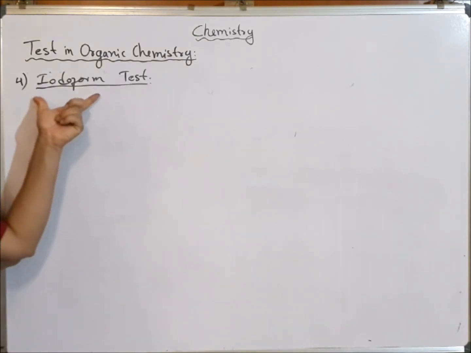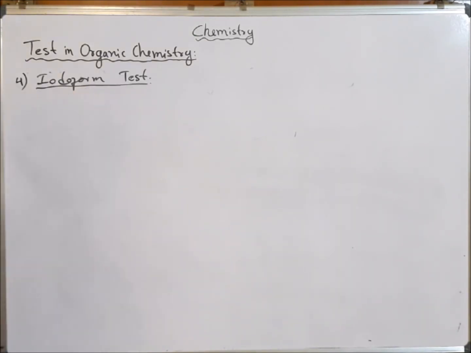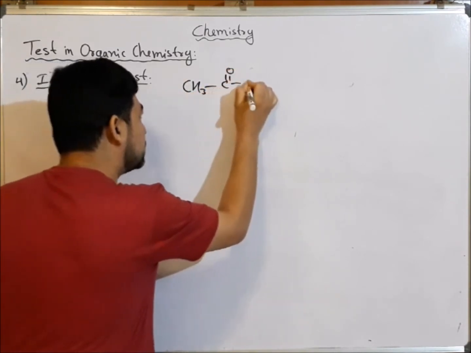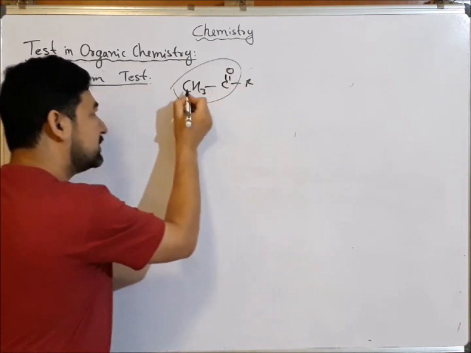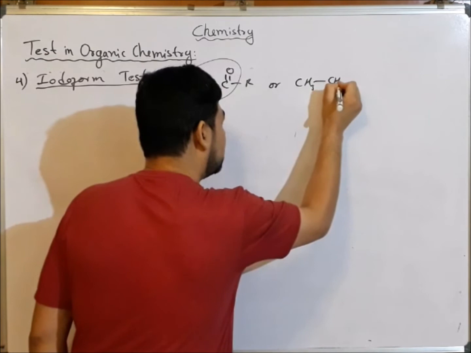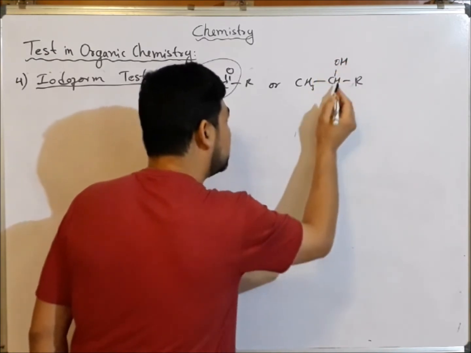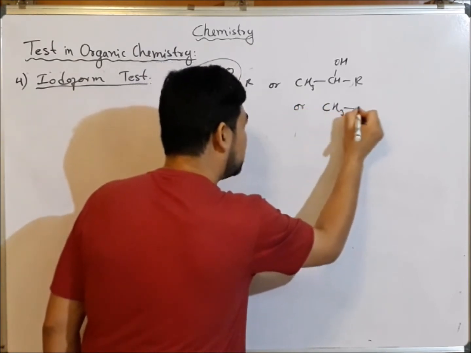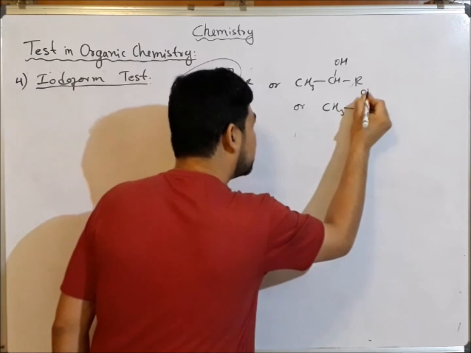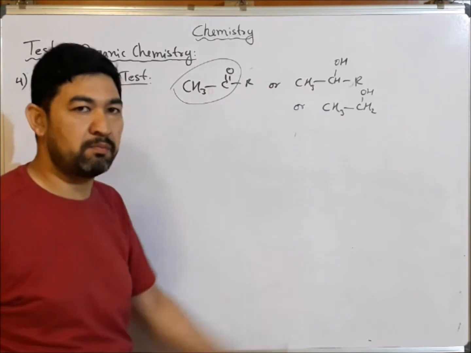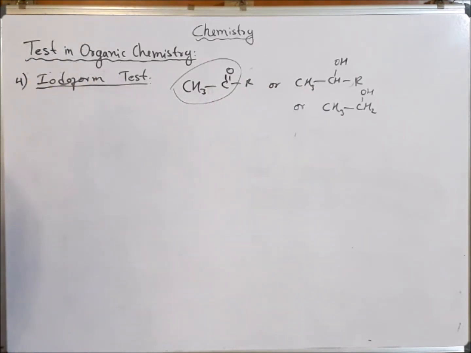The next is iodoform test. This is one of the very important tests in organic chemistry. The compounds which have this format, we call it methyl ketone, R. Remember this format, CH3 C double bond O, or it could be your secondary alcohol with this format, right? So CH3, CH here OH, or ethanol, even ethanol, which has some similar format, right? So these three types of compounds, ethanol and these two types of compounds, give the iodoform test.